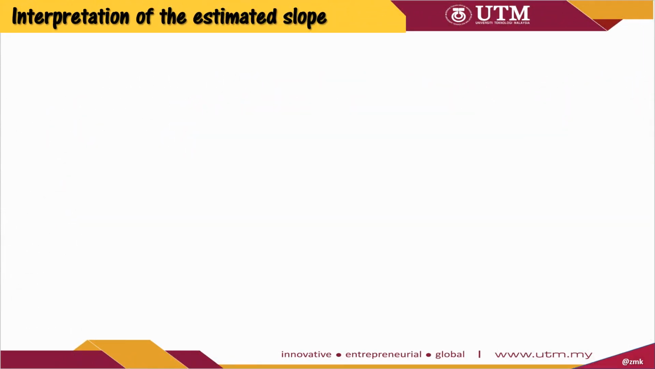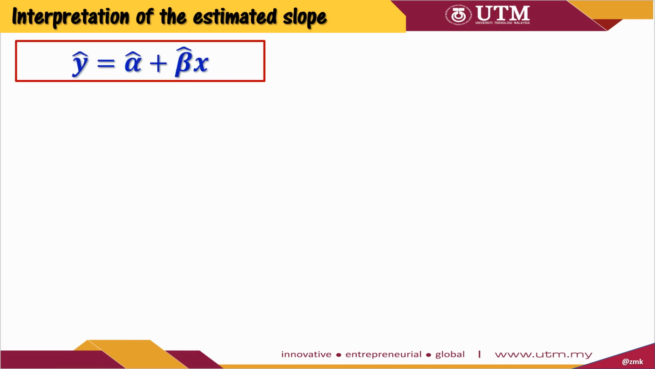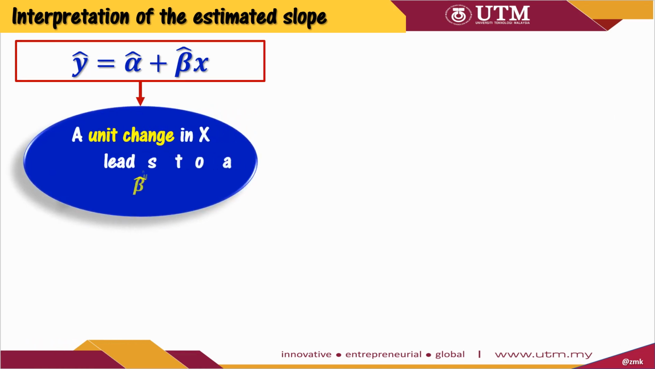Once you get the estimated simple linear regression equation given by y hat equal to alpha hat plus beta hat times x, what can you infer or interpret from this straight line equation? Well, the interpretation you can make based on this fitted or estimated simple linear regression equation can be as follows. A unit change in the predictor or independent variable x is expected to lead to a beta hat unit change in the dependent or response variable y.